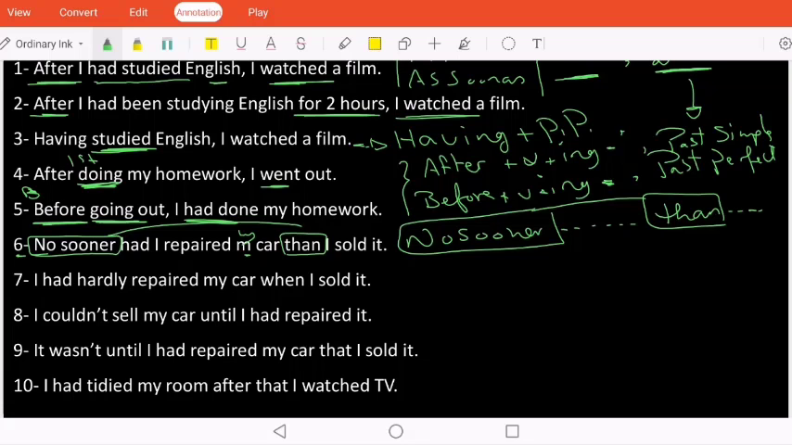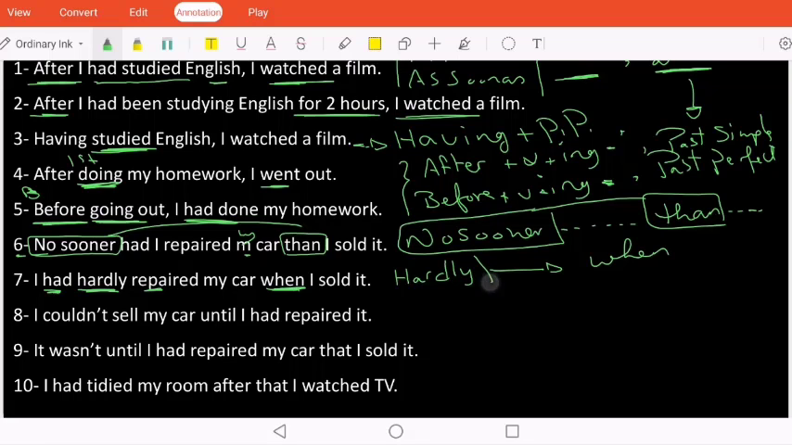Okay. Number 7. Besides no sooner, we have two more words with the same structure: hardly and when. If we use the word hardly inside the sentence, not at the beginning, we use it after the word had and before the V3. I had hardly repaired my car when I sold it. So the word hardly, whether used at the beginning of the sentence or in the middle of the sentence, must be used with the word when. So no sooner than and hardly when.